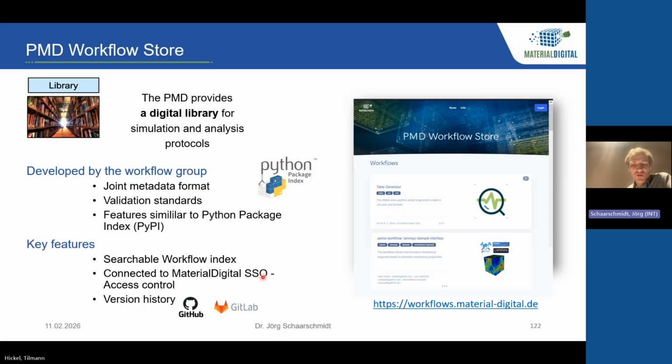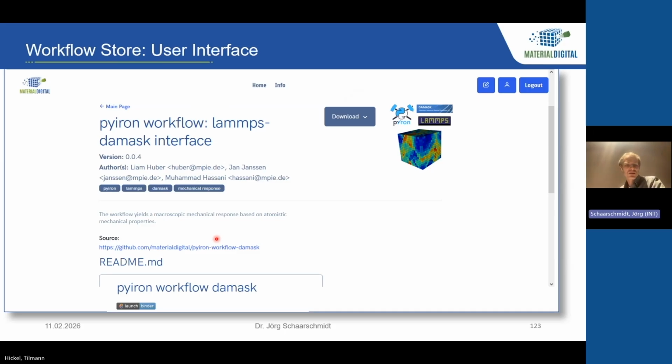You can here see the link to the workflows material digital.de. It's also linked on our website. And we provide from the workflow group, we don't try to have a completely new system, so we build up on existing features like version control with GitHub and GitLab. So the basis for each workflow in the workflow store is basically a Git repository or some repository under Git control. And we have some features that are similar to the PyPI packages, where you can just register your tasks in the workflow store. So maybe you can briefly go to the next slide.